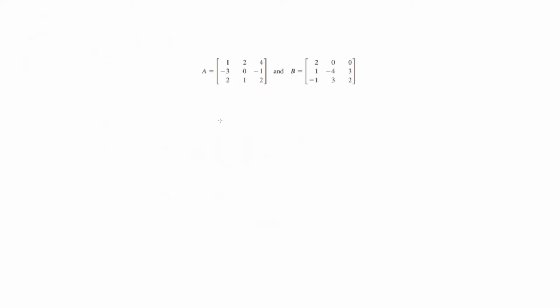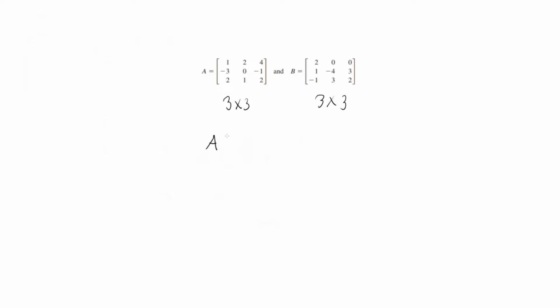When adding two matrices, they must be the exact same size, both in number of columns and rows. As we can see up here, matrix A is a 3 by 3 matrix because it has 3 columns and 3 rows. And matrix B is also a 3 by 3 matrix because it also has 3 columns and 3 rows. So we can do the operation of matrix addition between these two matrices.